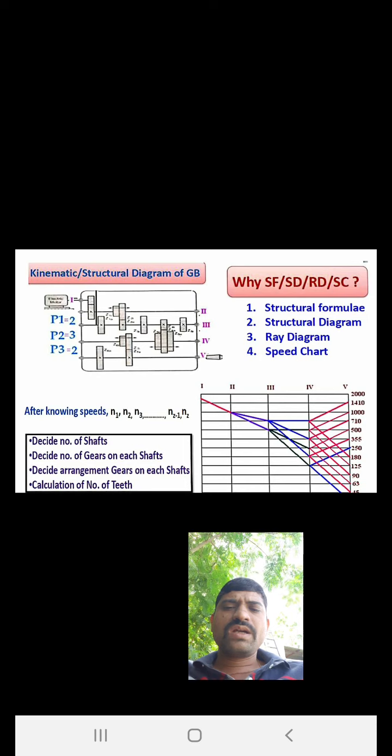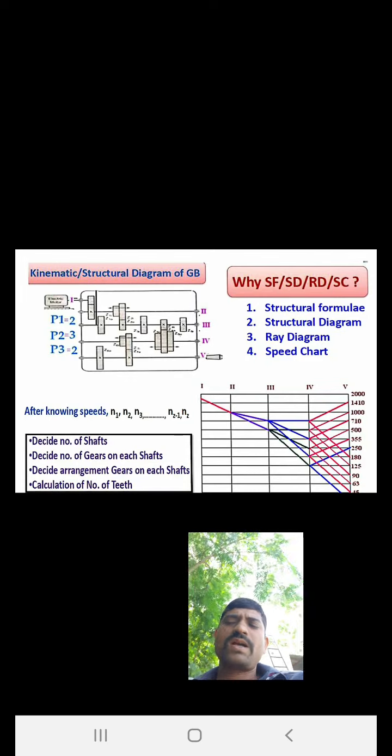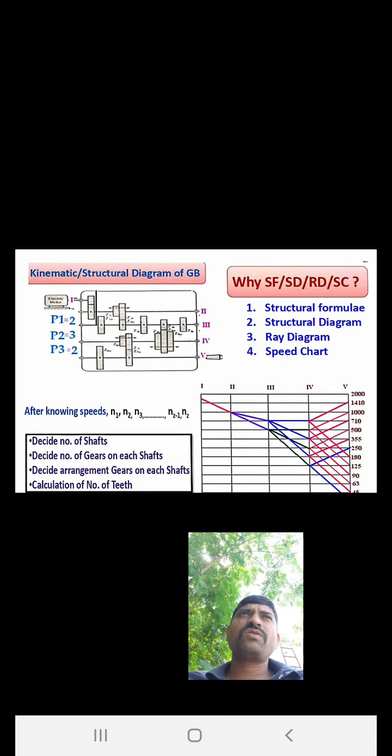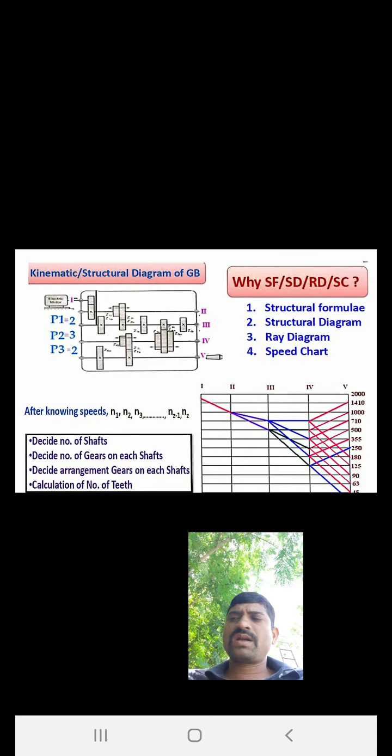Before going on, you should know how to calculate the structural formula. The structural formula is z equal to P1 X1, P2 X2 and P3 X3. This is the structural formula, and we can write it like this. All of you remember that.